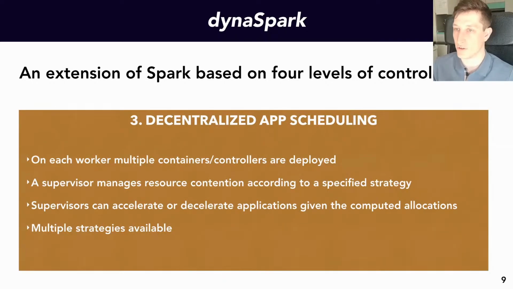Third, we also take into consideration the priority of different applications. Given that on each worker we can have multiple executors, there could be resource contention. So we solve resource contention according to different strategies that are available in dynaSpark. And also we can accelerate or decelerate given the global goal that the user sets, either minimize the deadline variations or optimize the resources.